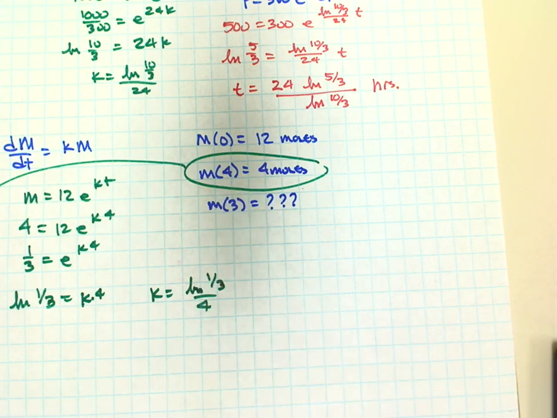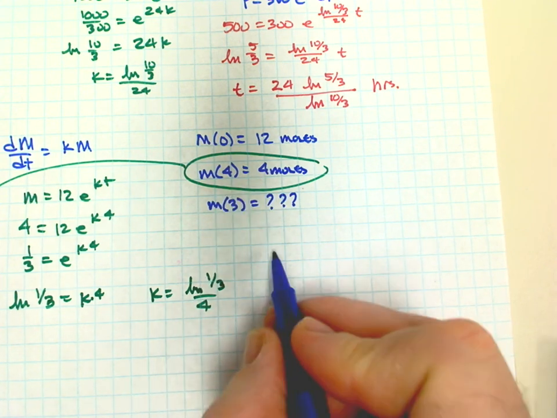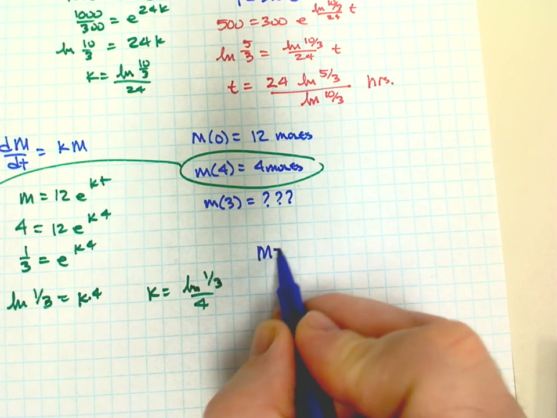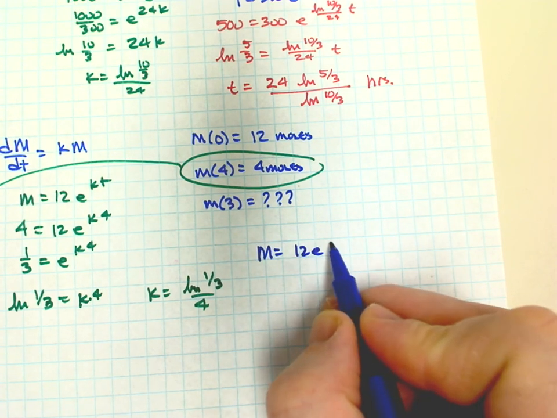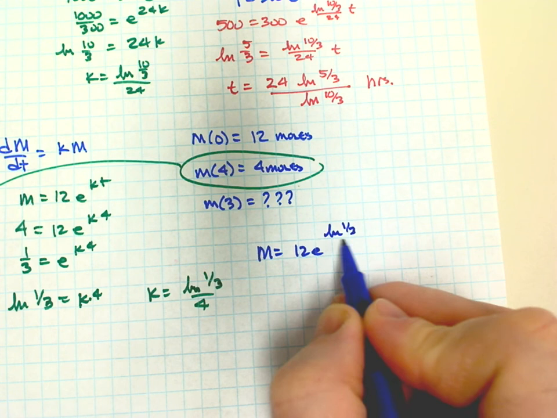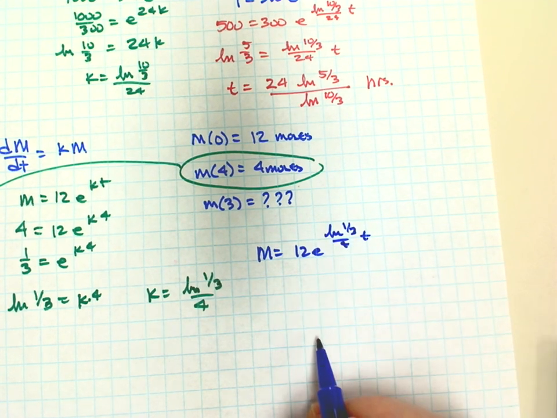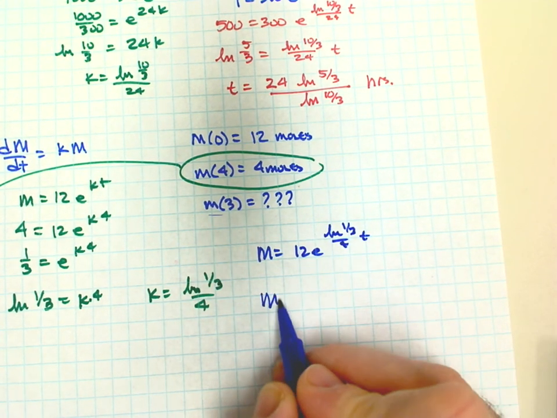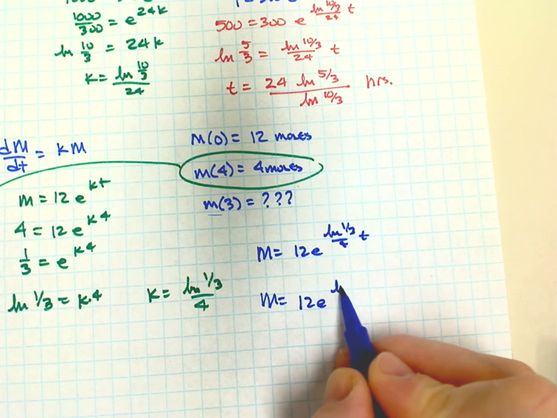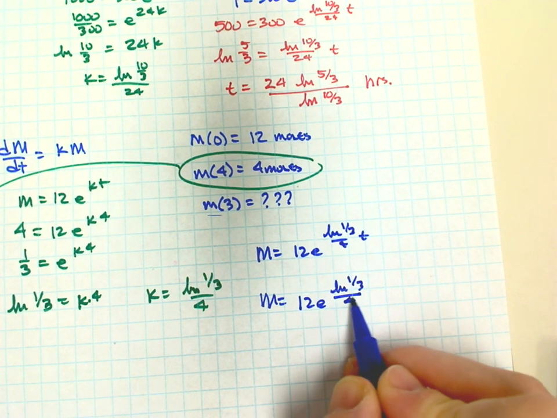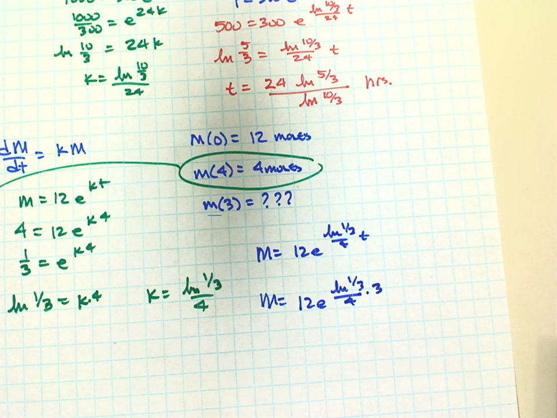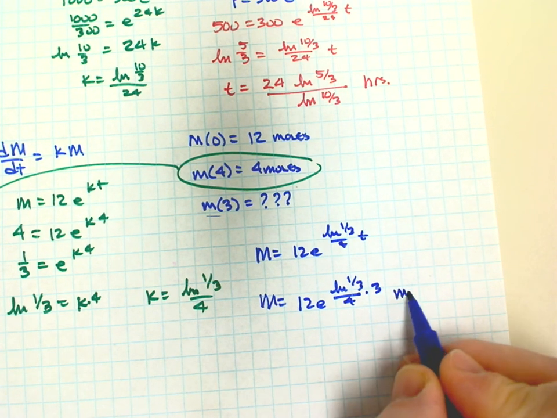We're going to check this out, we'll first put this in our equation. 12e, our k value, natural log of 1/3 divided by 4 times t. Then substitute in 3, M equals 12e, natural log of 1/3 divided by 4 times 3, whatever that is. Again, if this is without a calculator, we'll leave it like that. And this, of course, was in moles.